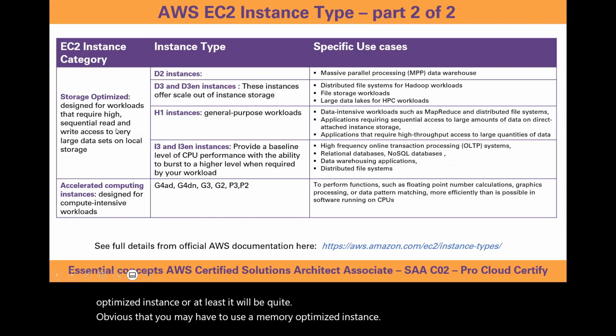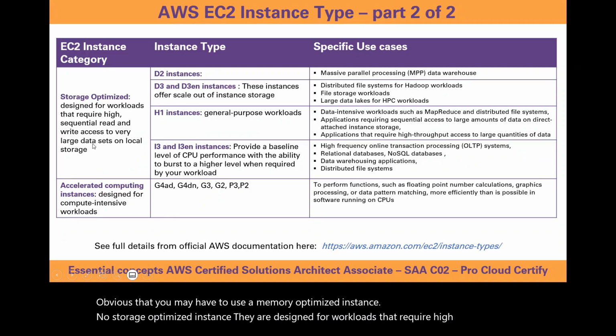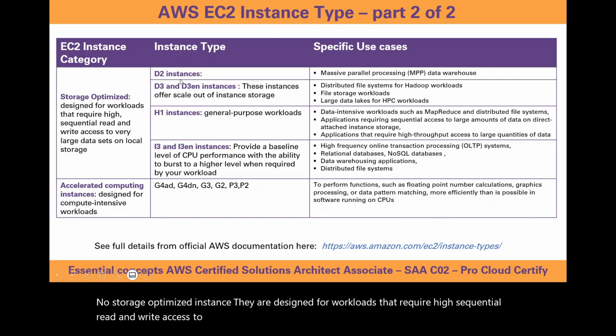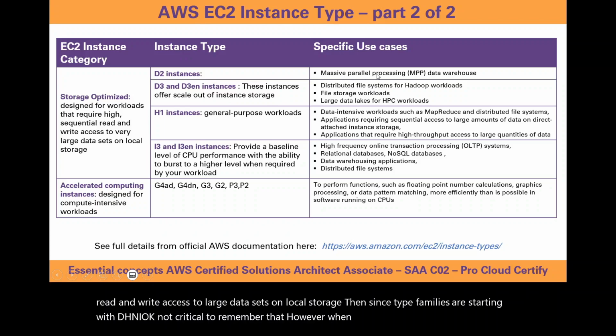Now, storage optimized instances are designed for workloads that require high sequential read and write access to large data sets on local storage. The instance type families start with D, H, and I. Okay, not critical to remember that. However, what is critical are the use cases. So words like massive parallel processing, data warehouse.